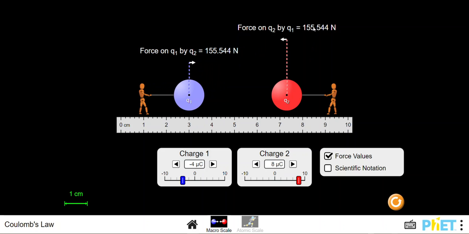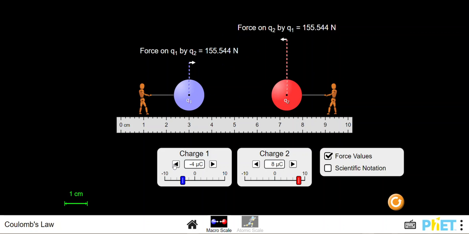Right here, you will see that we want to make sure force values is checked. It is by default. And then this is the value of the force between them. You can see we just need one of these because it's the same, right? So if right now, with this distance and these charge values, there's a force of about 155, 156 newtons from this object on this one, and then it's the same from this one on this one. So they're equal. So we would just use one of those values.